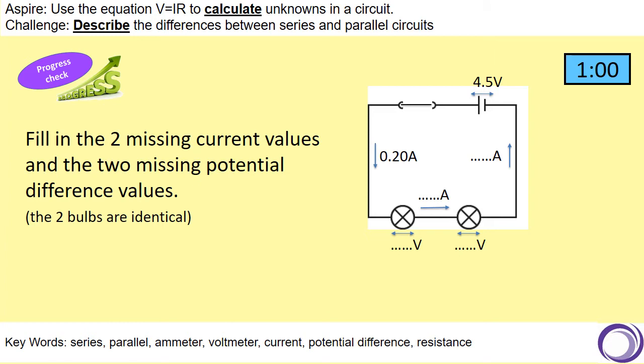Quick progress check for you then. See if you've got it. One minute. What I want you to do here is to fill in the two missing current values and the two missing potential difference values. It should only take you a minute. Assume that your two bulbs are identical.